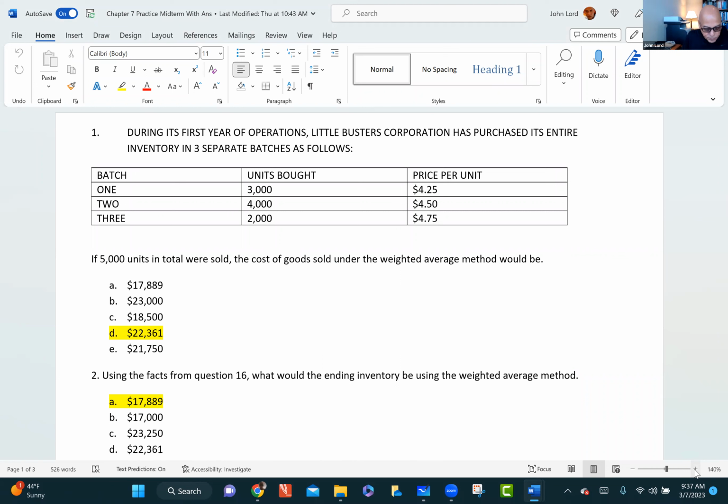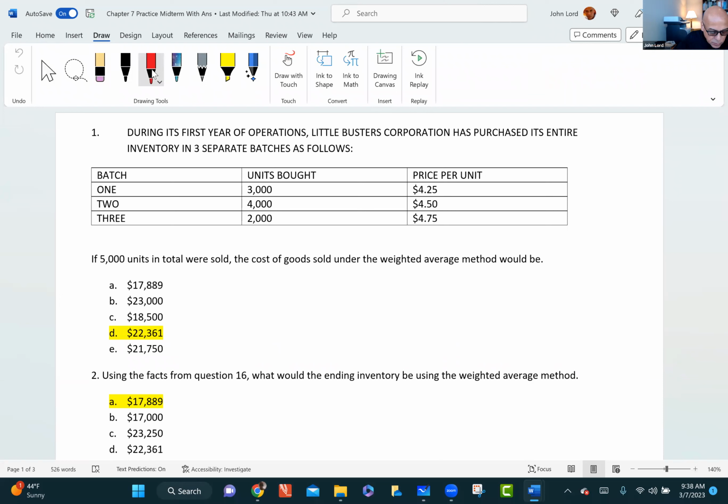We're going to use the same fact pattern to answer pretty much all of these questions. And we're talking about this company here. I'm calling them Buster's Company, whatever, that just started business this year, and they purchased their inventory in 3 batches. Batch 1, they purchased 3,000 items. Batch 2, they purchased 4,000 items. And batch 3, they purchased 2,000 items.